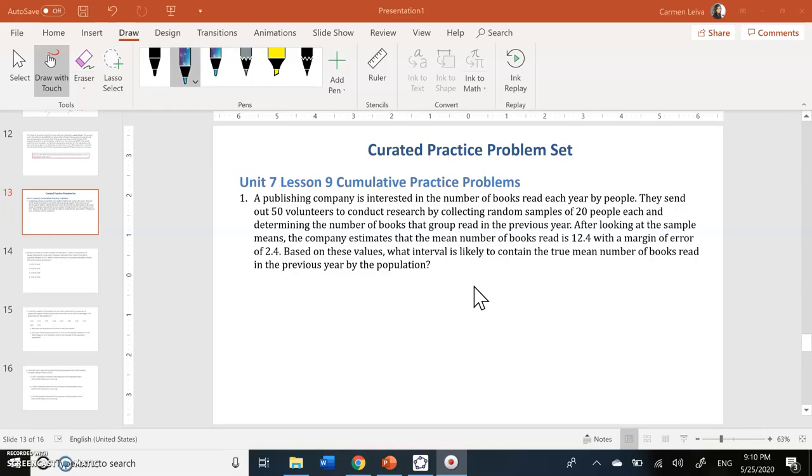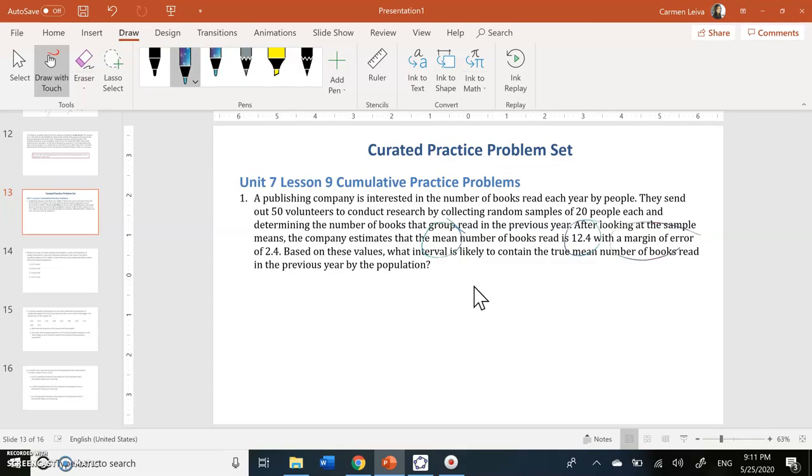So it says a publishing company is interested in the number of books read each year by people. They sent out 50 volunteers to conduct research by collecting random samples of 20 people each and determining the number of books that group read in the previous year. After looking at the sample means, the company estimates that the mean number of books read is 12.4. So from there, you should start circling things that are important with a margin of error.